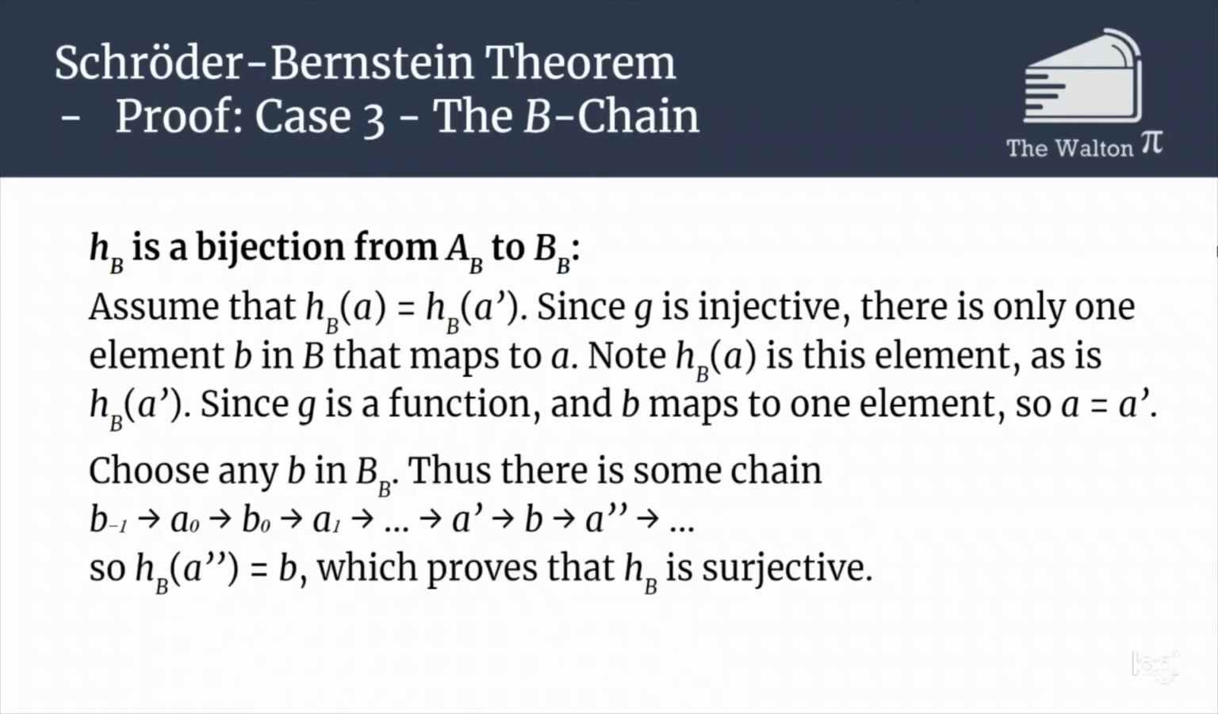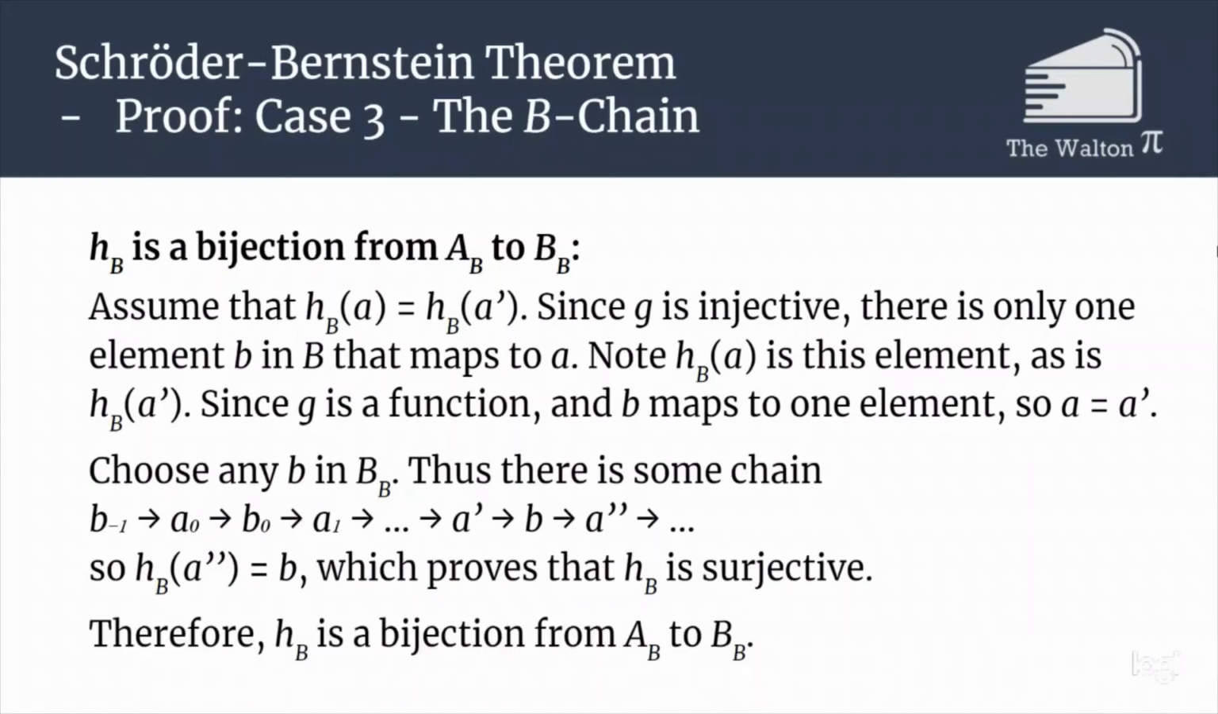So start with any element B in B sub B. That tells us there's some chain where B shows up somewhere in that chain, where it is B sub minus 1 goes to A sub 0 to B sub 0 and so on, until we get to an A prime to B to A double prime and so on. Well, the element that comes right after B is G of B, which in this case we are writing as A double prime. So h sub B of A double prime, or h sub B of G of B, is equal to B, which tells us that h sub B is surjective because there is an element in A that maps to B, which tells us that h sub B is a bijection from A sub B to B sub B.